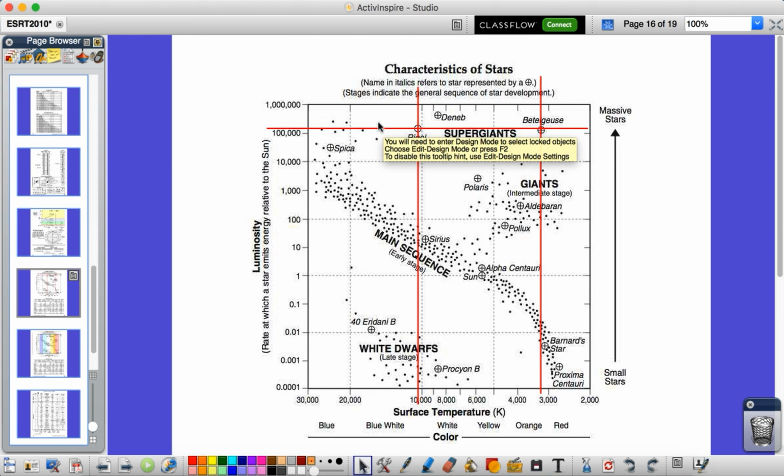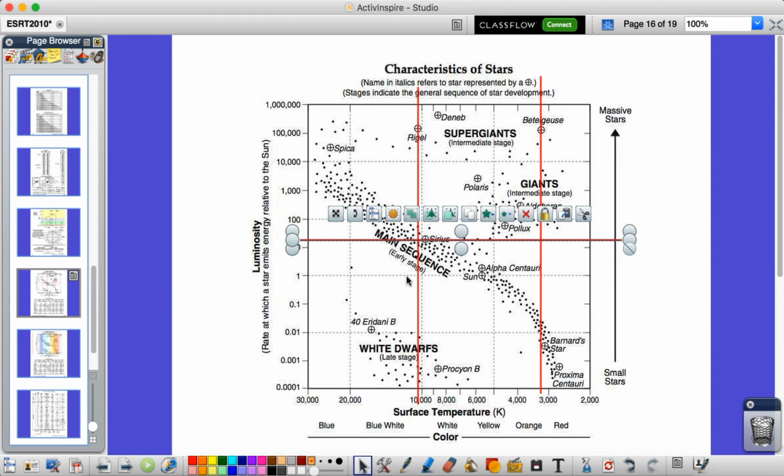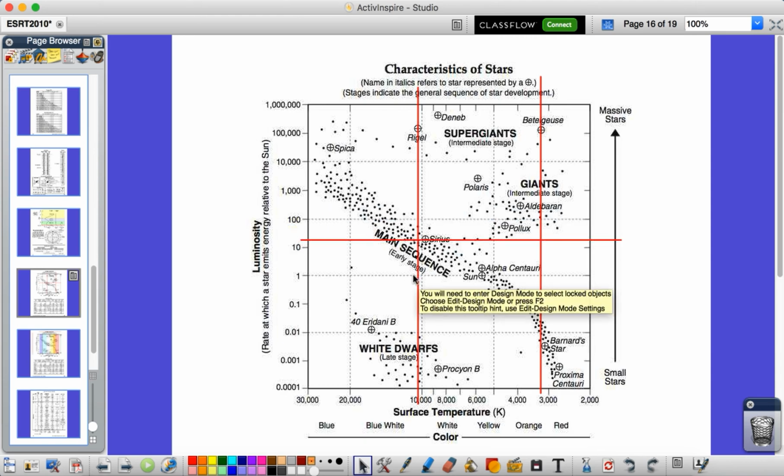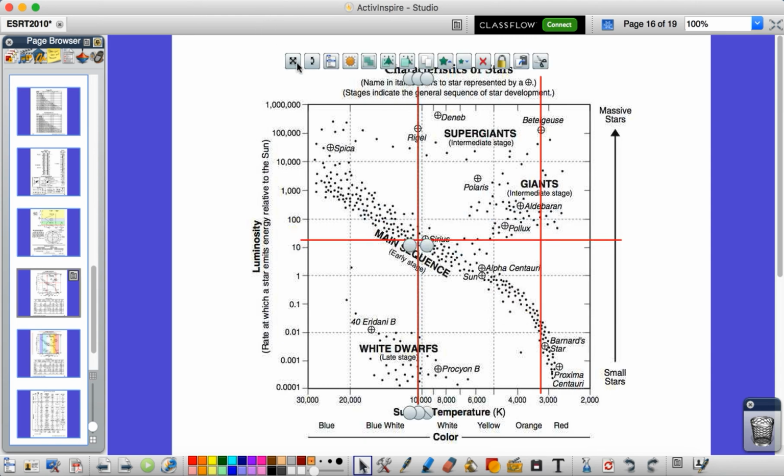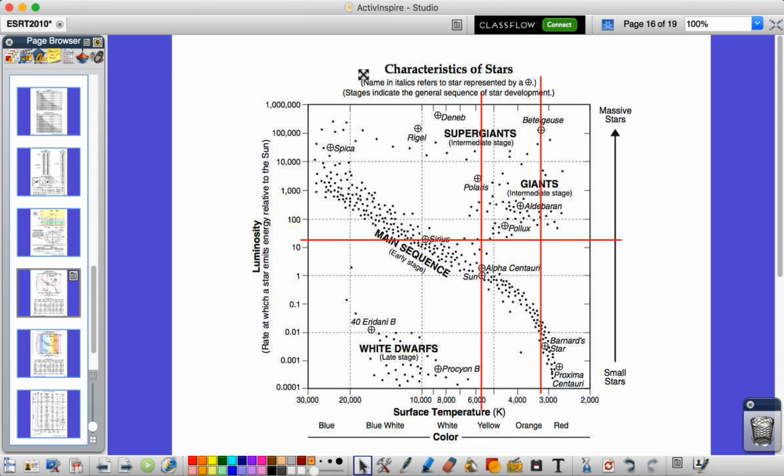Let's compare Sirius to our sun, our own star. Now here's Sirius. And here is the sun right over here.